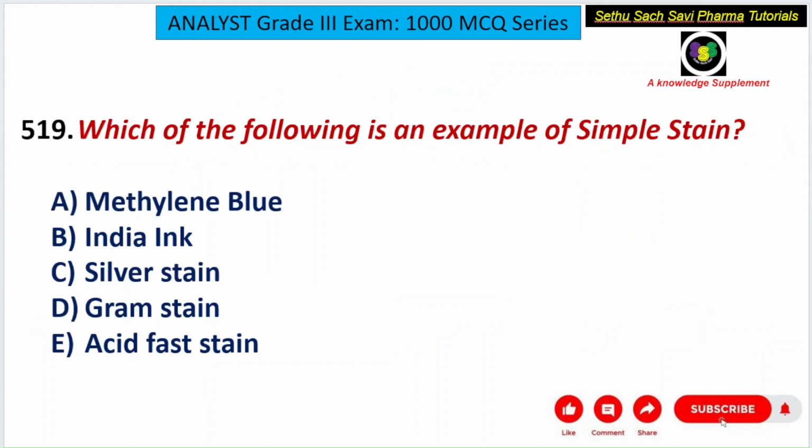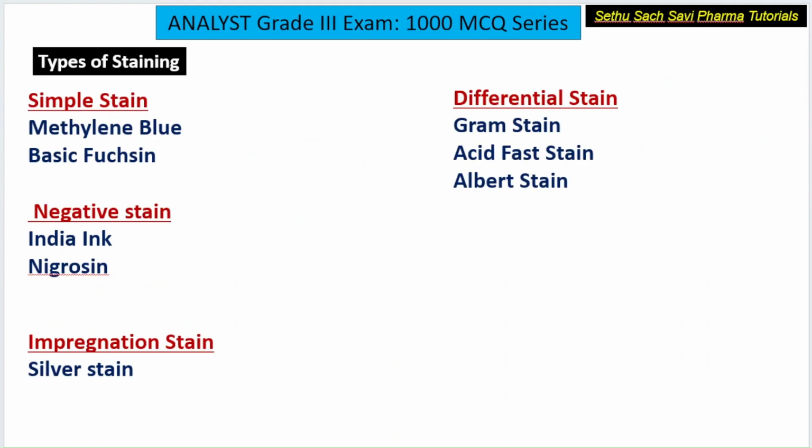This question is taken from Microbiology. Which of the following is an example of a simple stain? A choice, methylene blue. B choice, India ink. C choice, silver stain. D choice, gram stain. And E choice, acid fast stain. So which is the correct answer? Now first you need to know staining. Basically, you can divide the stains into 4 categories.